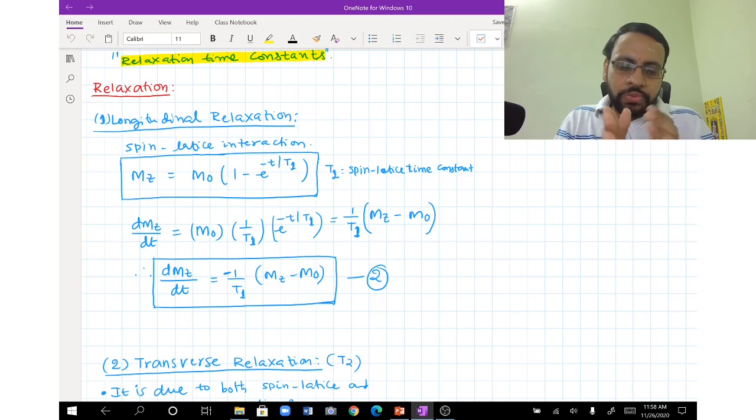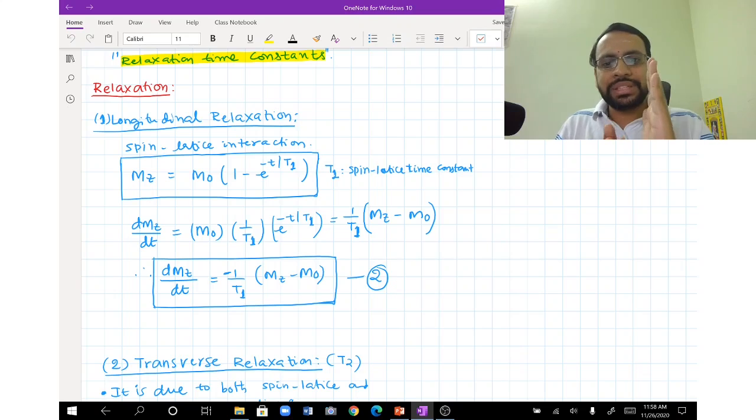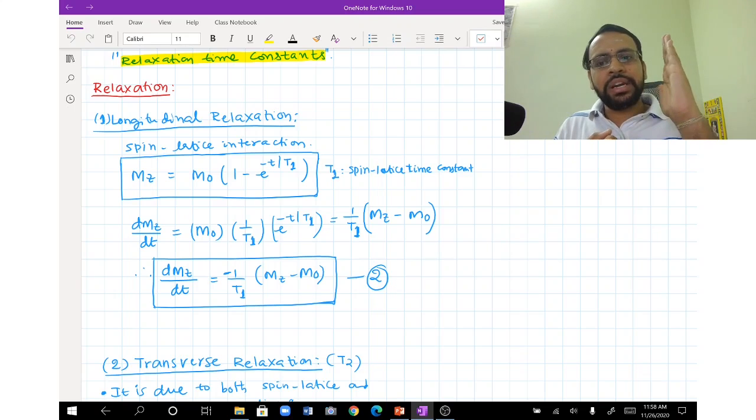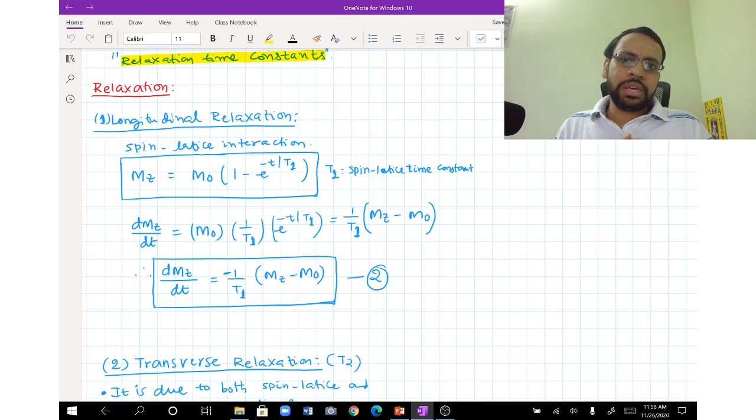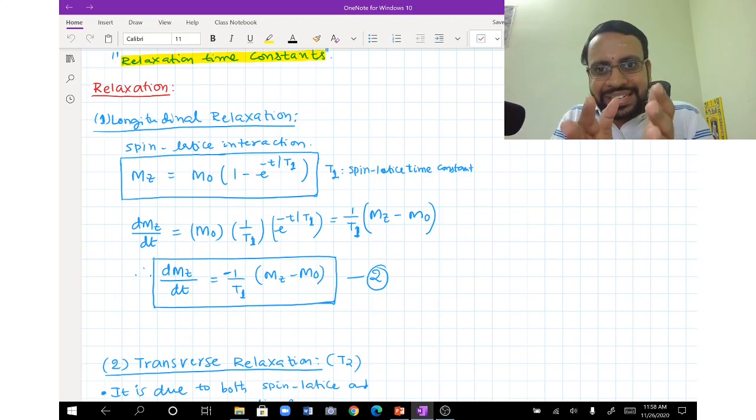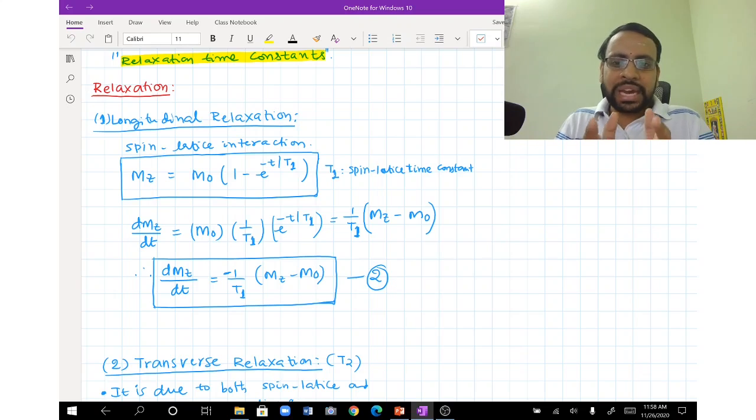So how fast it would come to its original m naught value in the z direction would essentially depend on one side, the external magnetic field, the amount of external magnetic field you have applied. That's one thing. The second thing, it also depends on the proton density that you have in your sample that you are studying, or the tissues that are within the voxel that is currently under evaluation, right?